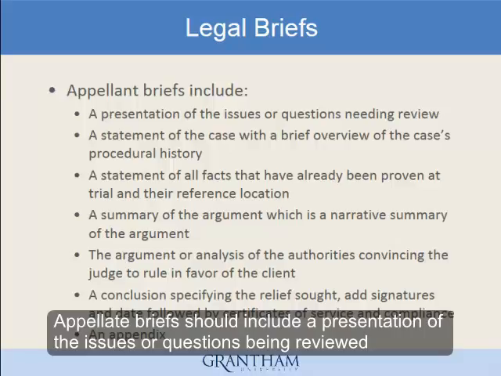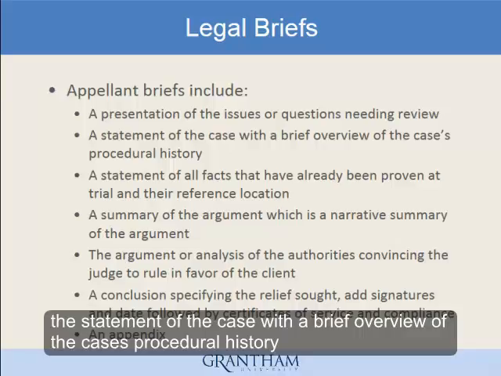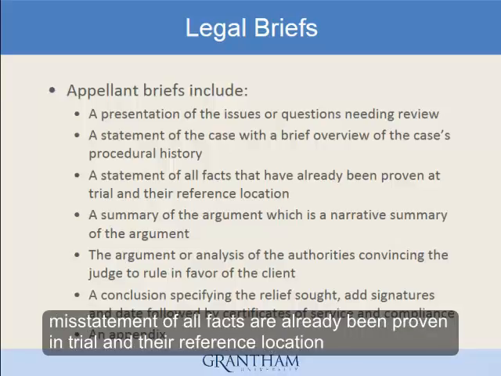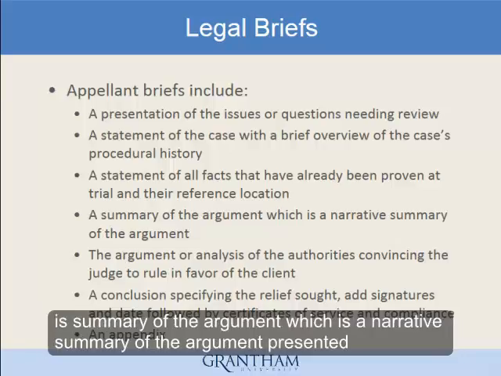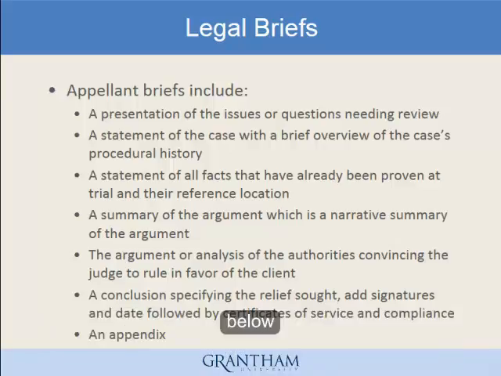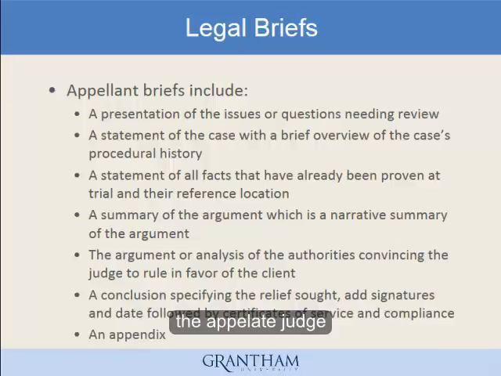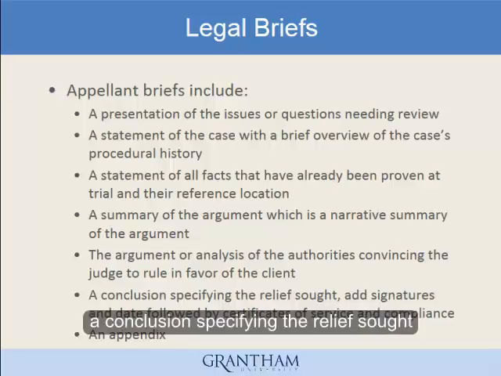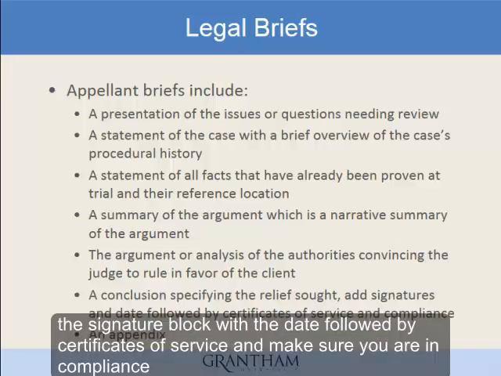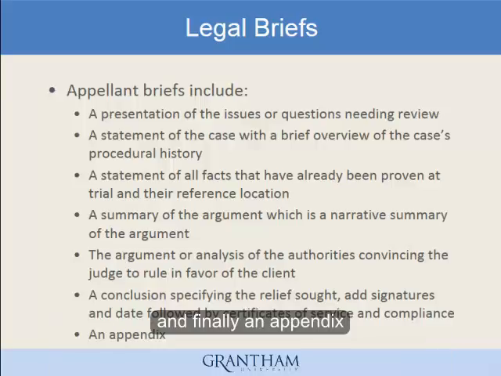Appellate briefs should include a presentation of the issues or questions needing review, a statement of the case with a brief overview of the case's procedural history, a statement of all facts that have already been proven at trial and their reference location, a summary of the argument, which is a narrative summary of the argument presented below, the argument or analysis of the authorities convincing the appellate judge to rule in favor of your client, a conclusion specifying the relief sought, a signature block with a date followed by certificates of service and compliance, and finally, an appendix.